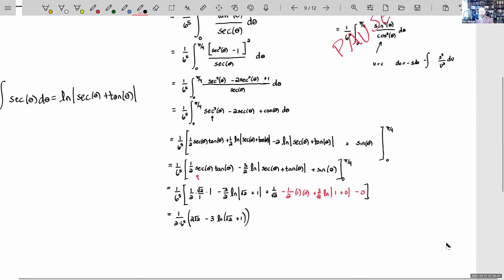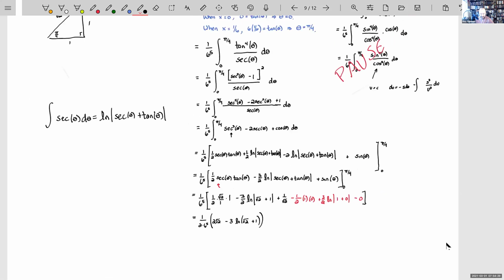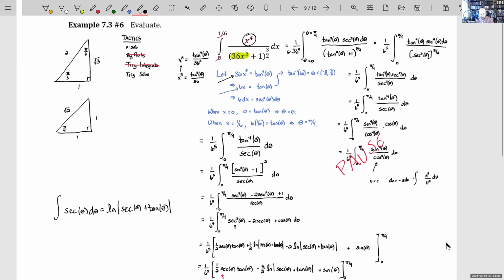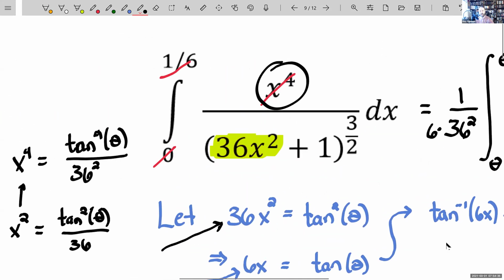That's the area, as we often will forget, that's the area underneath this curve from 0 to 1/6. The area underneath this curve right here from 0 to 1/6. A lot of work involved in that problem.